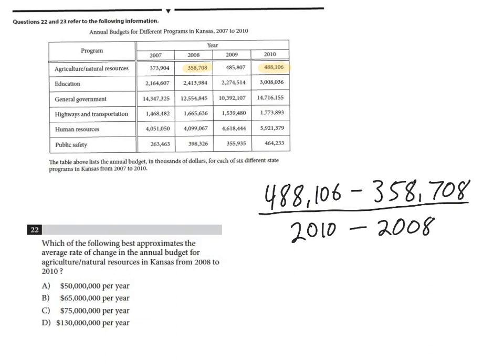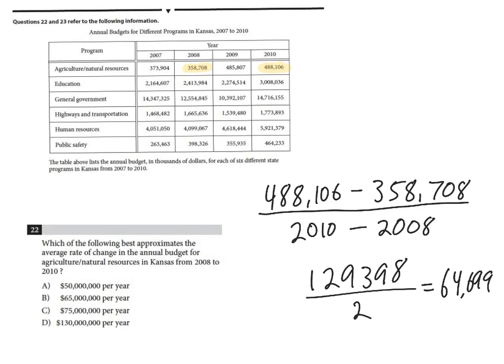I've got 488,106 minus 358,708, and that equals 129,398 over 2010 minus 2008. That's 2. Okay, so I'm just going to divide that by 2, and I get 64,699, and it looks like we're closest to B.